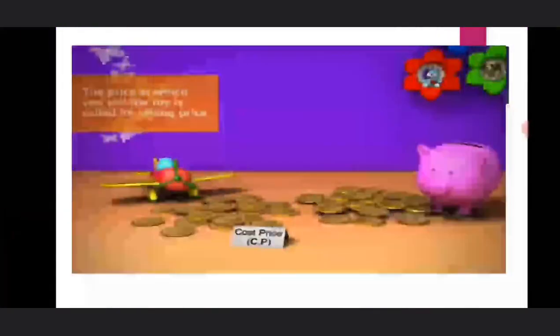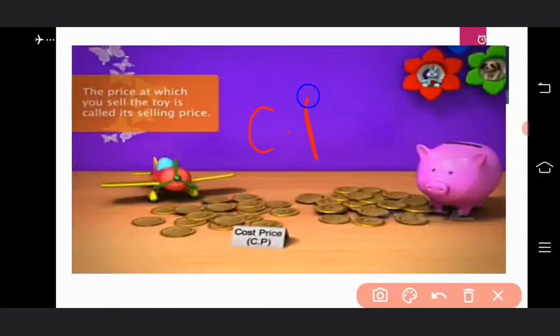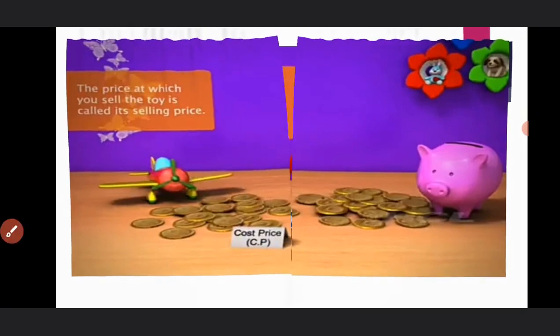This cost price is generally abbreviated as C.P. That means if we write cost price, then the abbreviation of cost price is C.P. If in a numerical it is written as CP, that indicates that it is the cost price of that product.